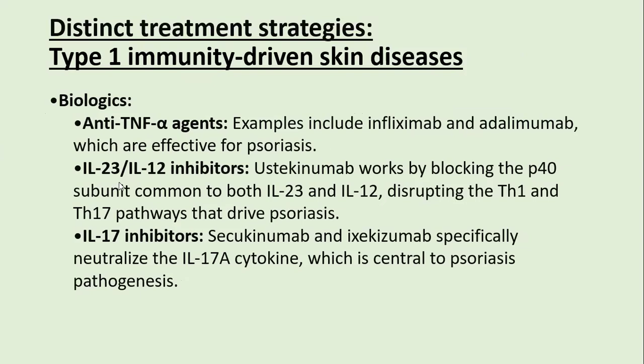Then interleukin 23 and 12. Ustekinumab works by blocking the p40 subunit of interleukin 23 and 12, disrupting the Th1 and Th17 pathways, again effective in psoriasis. Then interleukin 17 inhibitors like secukinumab and ixekizumab specifically target the interleukin 17 cytokine and again are very effective in the treatment of psoriasis.